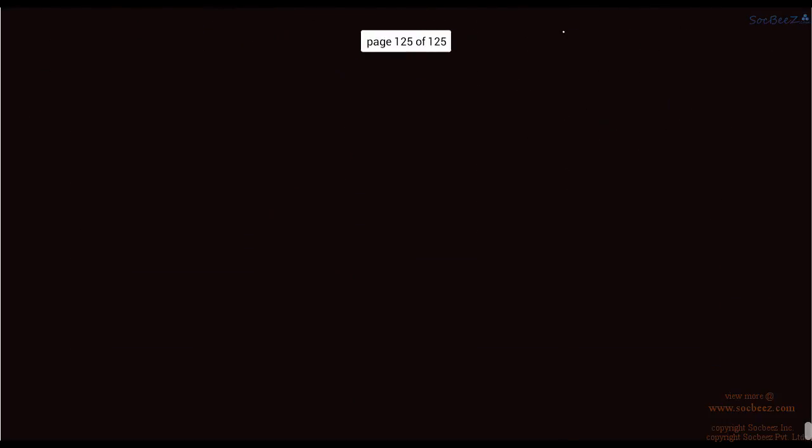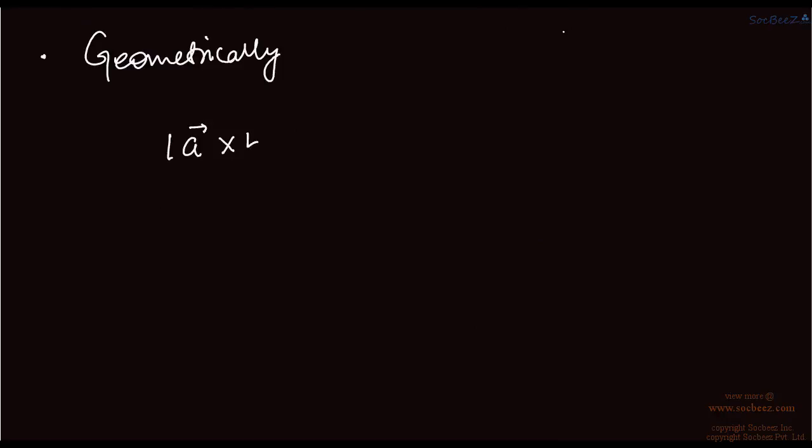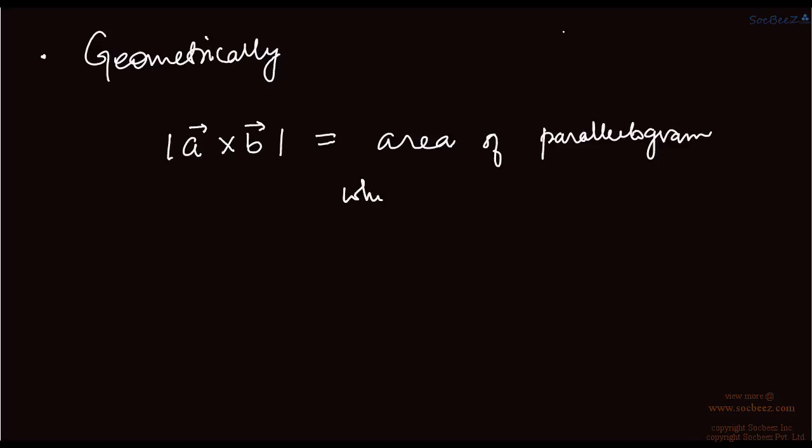Okay. Now, geometrically, what does this A cross B tell you? So geometrically, mod of A cross B, this is the magnitude. This will tell you the area of a parallelogram whose two adjacent sides are represented as A vector and B vector. So this is the area of parallelogram.